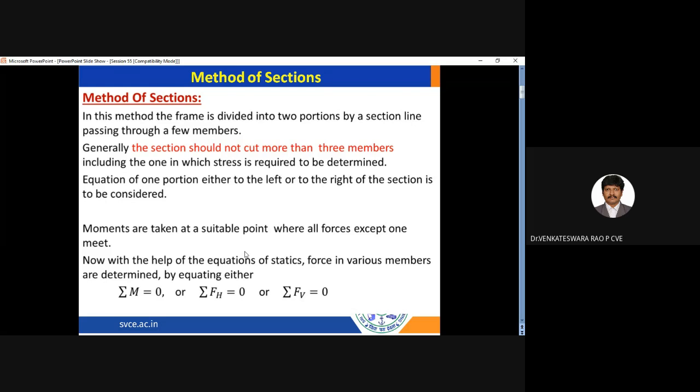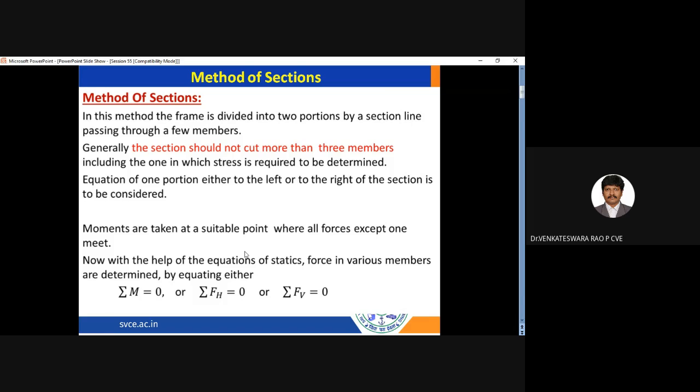So that will give an idea: yes, these three member forces are correct, and it seems all the forces would have been correct. That is the kind of check they used to do, by finding the forces in a limited number of members, not necessarily calculating all the member forces, right?